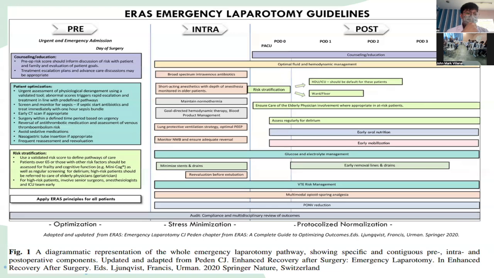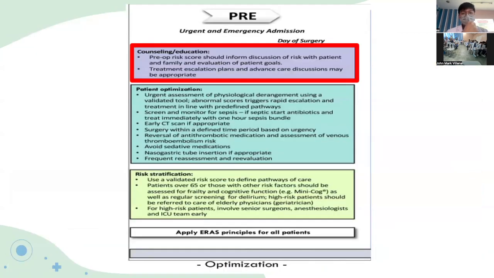So here is a diagrammatic representation of the emergency laparotomy pathway showing specific and contiguous pre, intra, and post-op components. This is in the ERAS emergency laparotomy guideline, and I'll be discussing this part by part. So first is the preoperative phase in the emergency laparotomy.